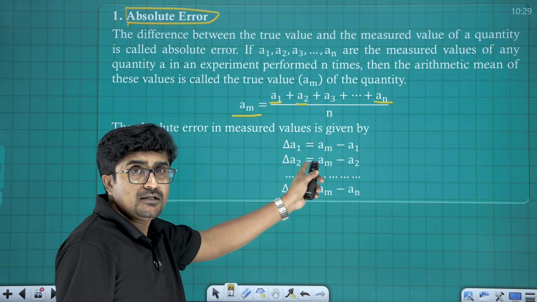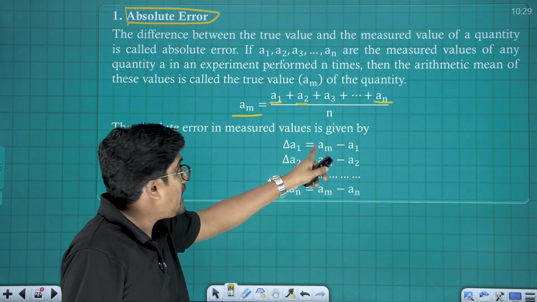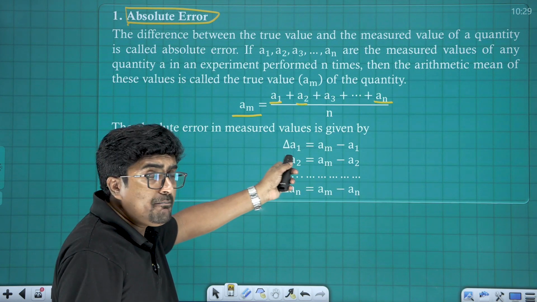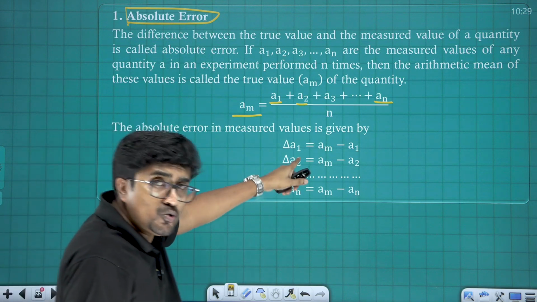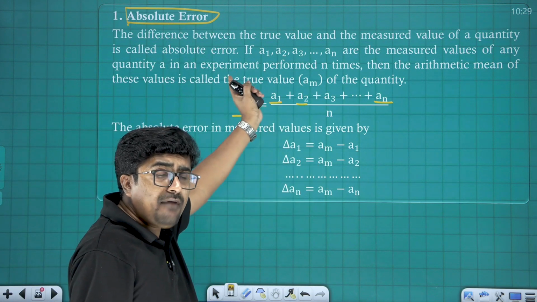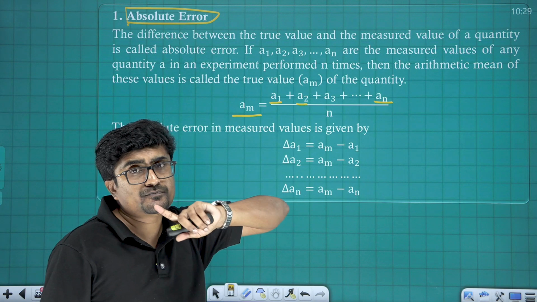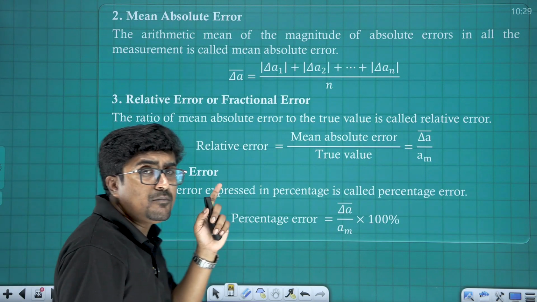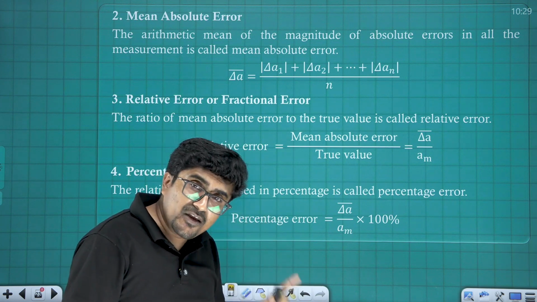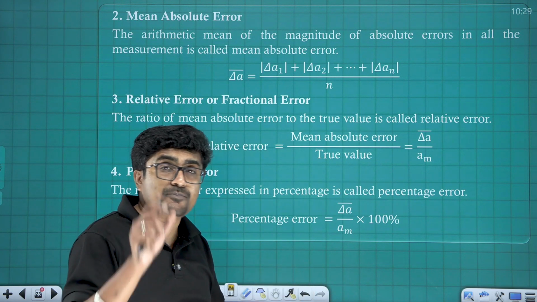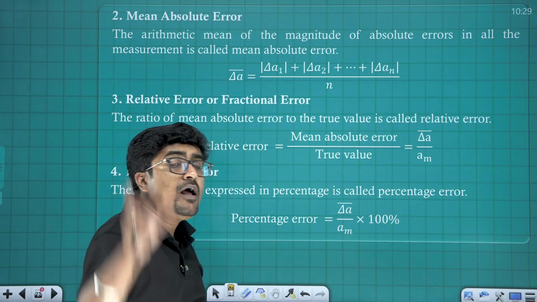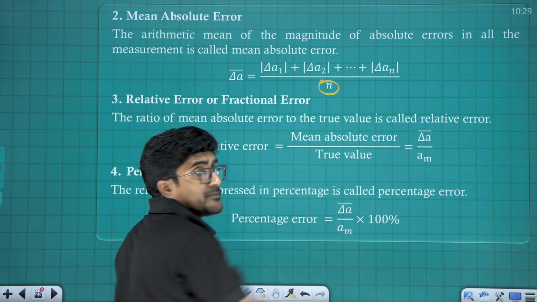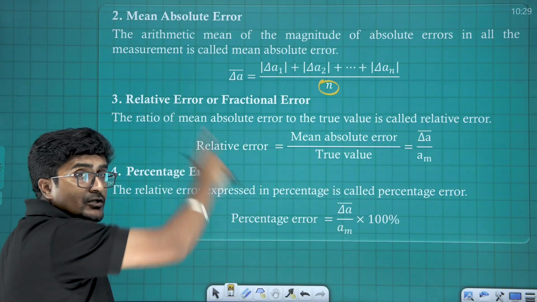So there the difference, delta A1, is Am minus A1. Another example, delta A2, the absolute error in measurement number 2, is Am, the mean value, minus A2. And next is mean absolute error. Here we take the modulus of delta A1 plus delta A2 etc. up to delta An, that means the modulus of the absolute error of each measurement, divided by the number of measurements. That is going to be the mean absolute error.